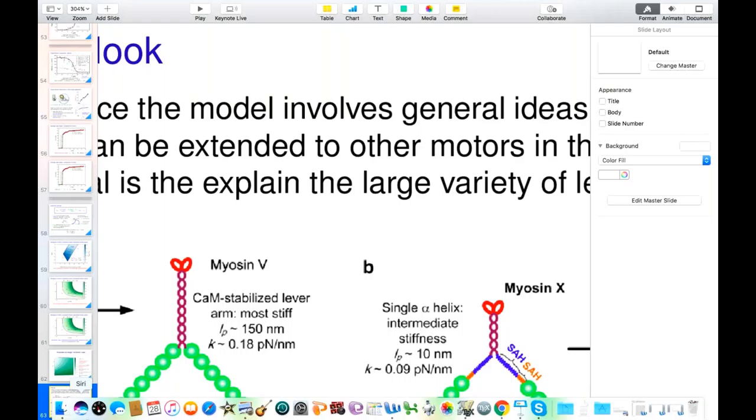The convincing what? So the laser trap experiments are pretty convincing that load affects the dwell time, the attachment duration of the motor. Load means the external force? External force, yeah. So forces opposed to the power stroke have pretty substantial effects on the rate of ADP release, which is this rate that you don't change in your model. Yeah.